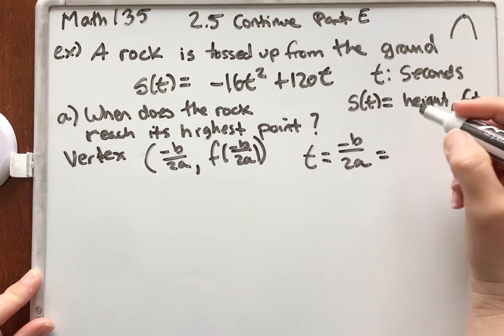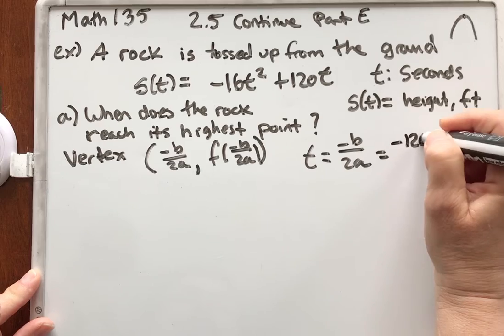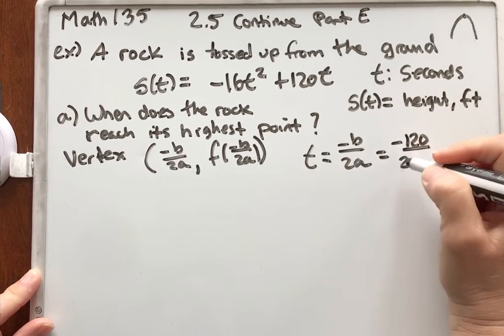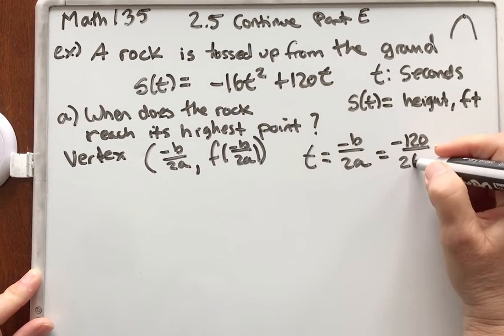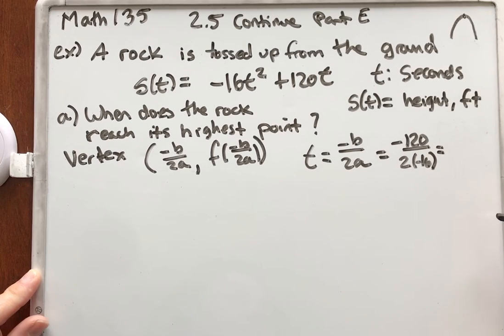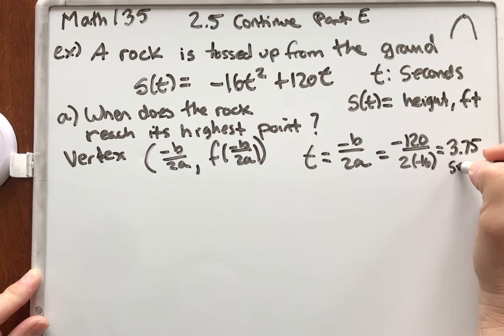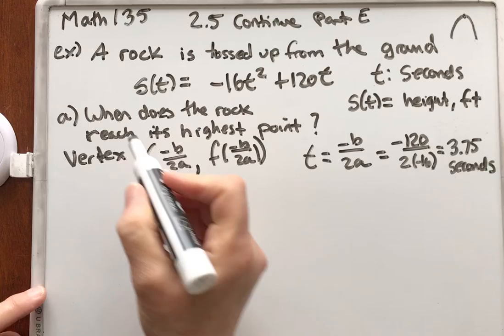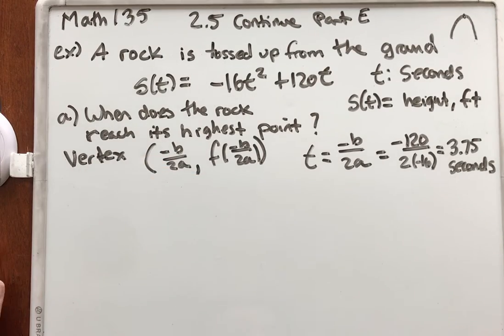b is 120, so we have negative 120 over 2 times negative 16. And when we do this, we end up with 3.75 seconds. Okay, so we answered the question, when does the rock reach its highest point?